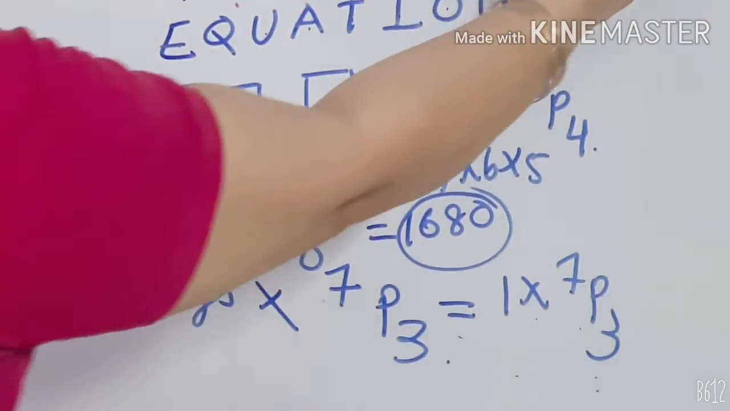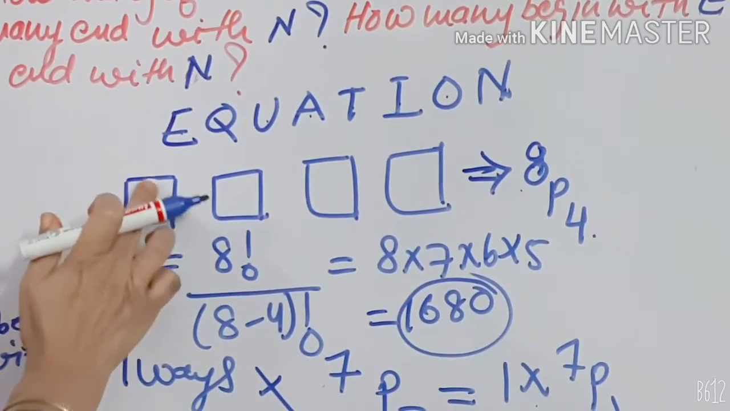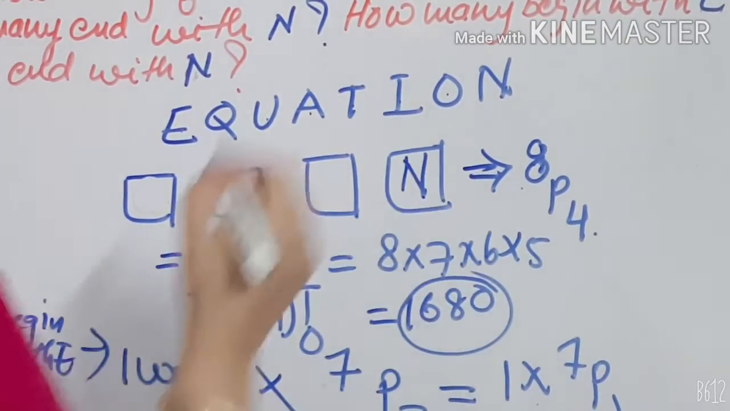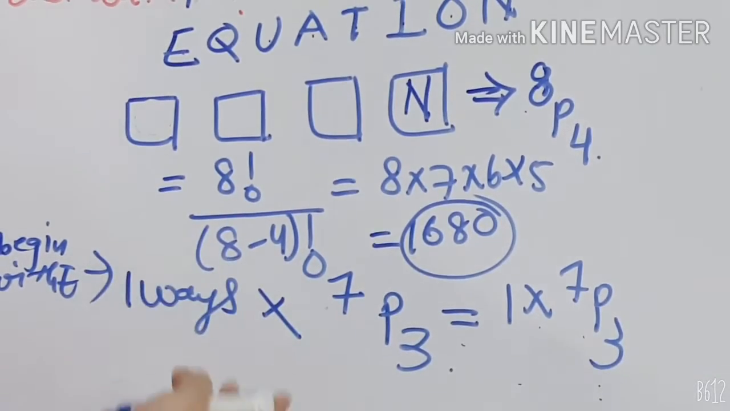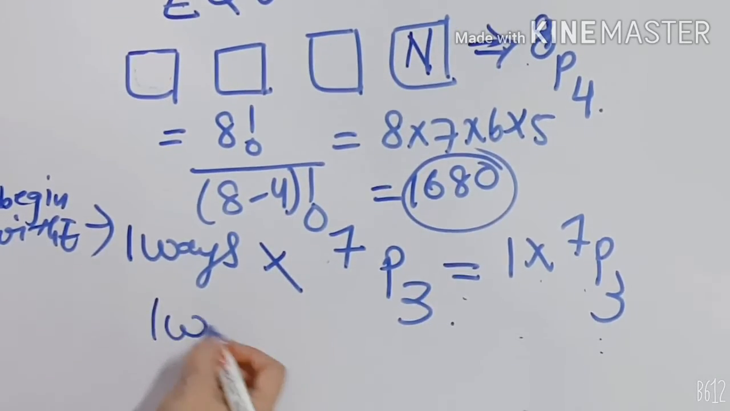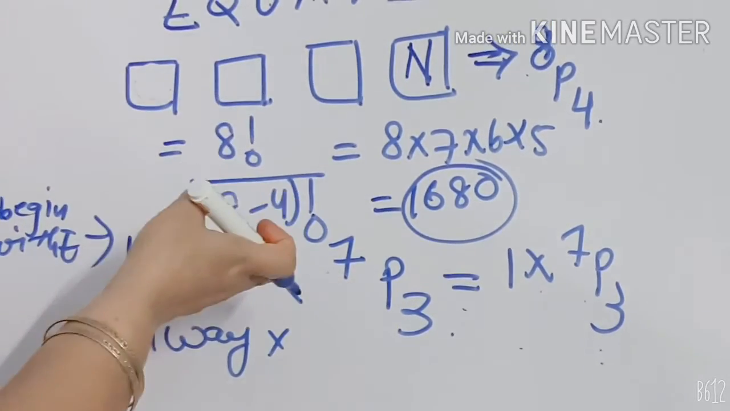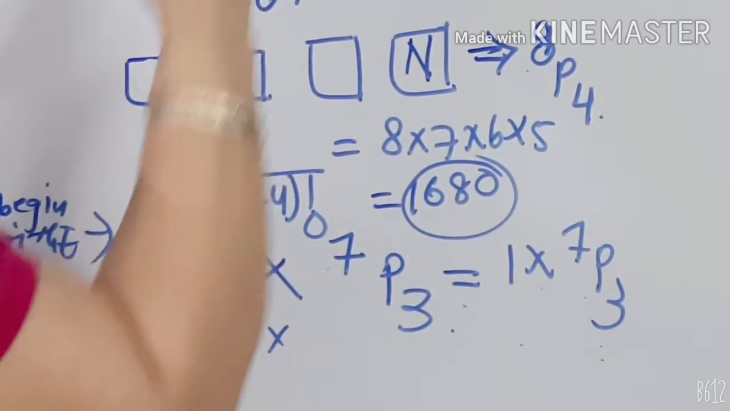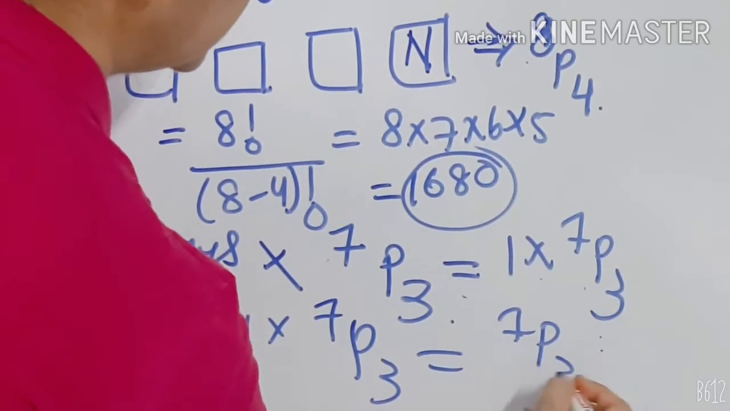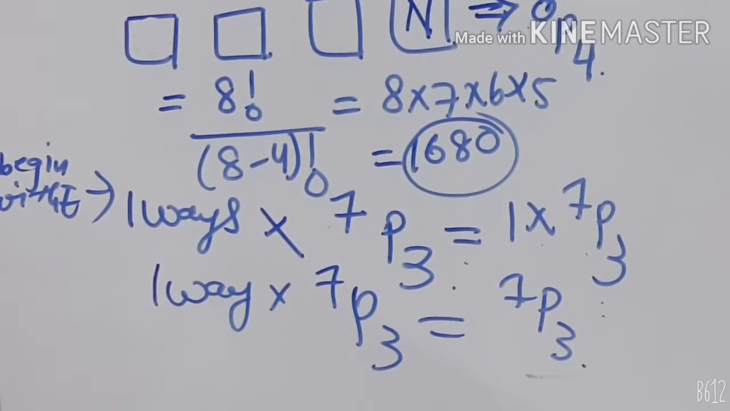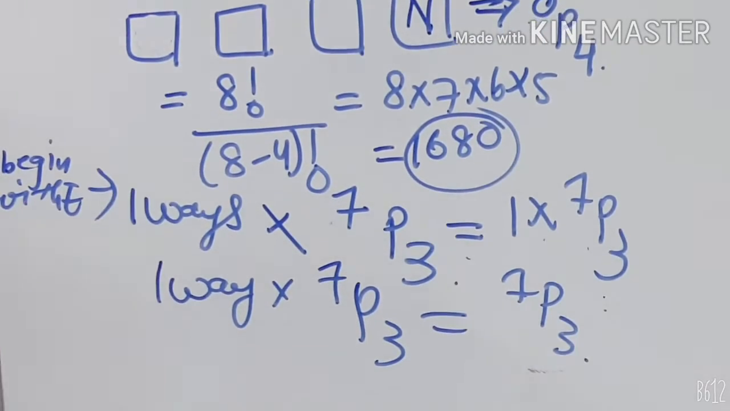Understood? Now, how many end with N? I will remove that and keep N in the last block. Again, N can be filled in one way only, that is 1 into the rest. How many letters do you need to fill? 3 letters from 7 letters. So again it becomes 7P3. How easy it is if you understand the question. Got it?